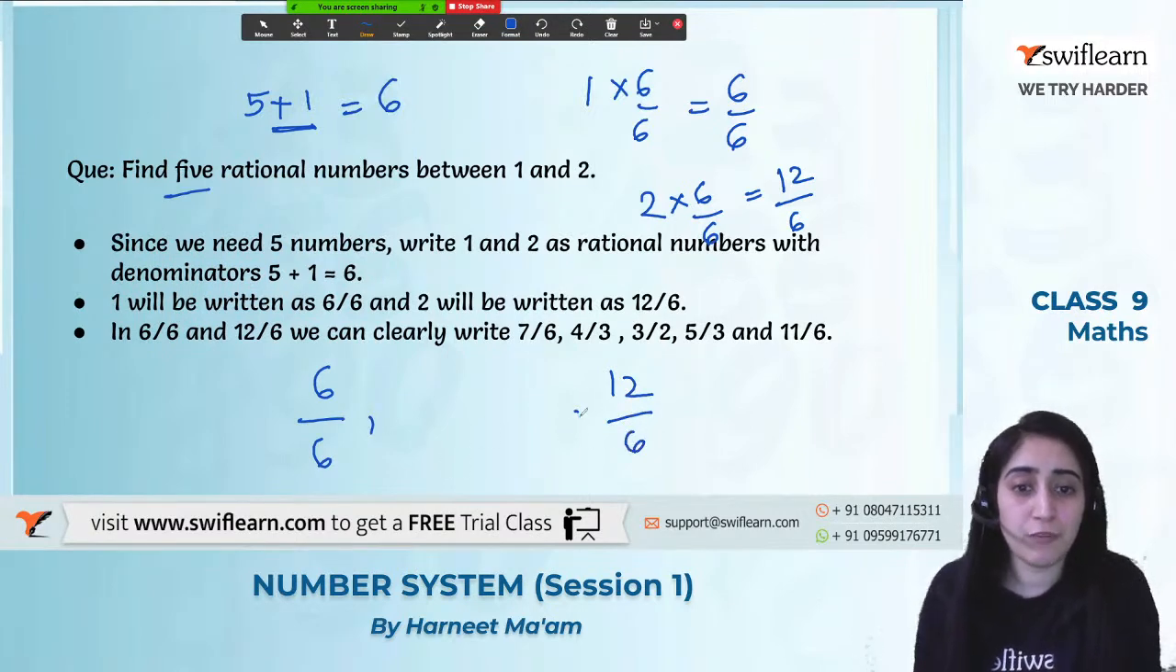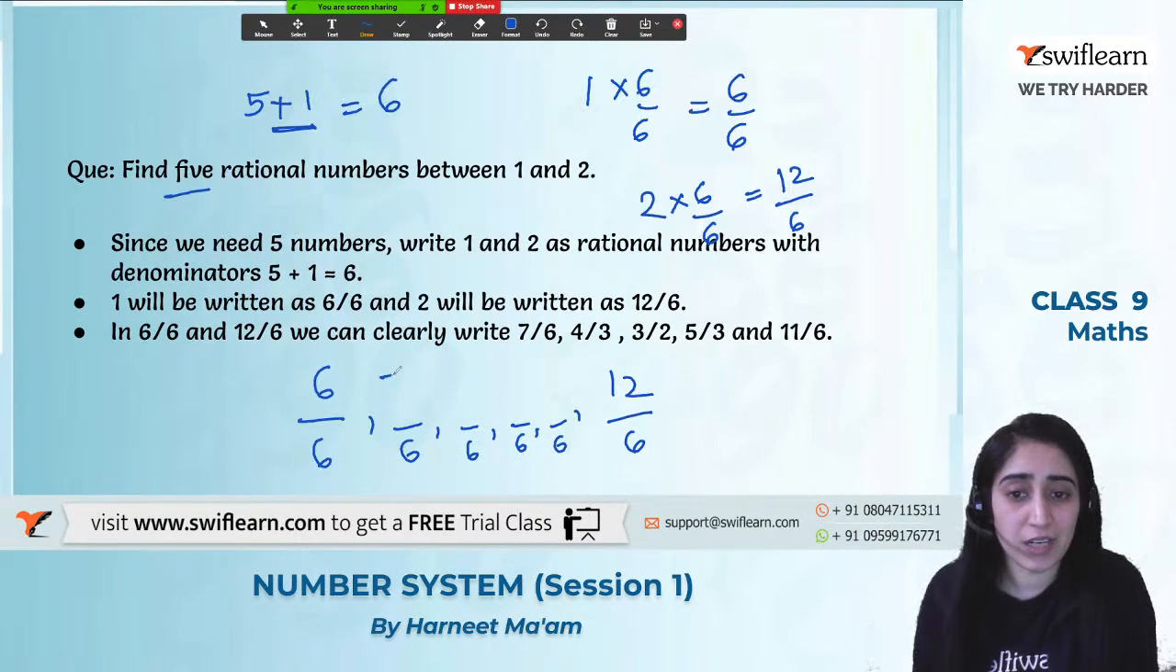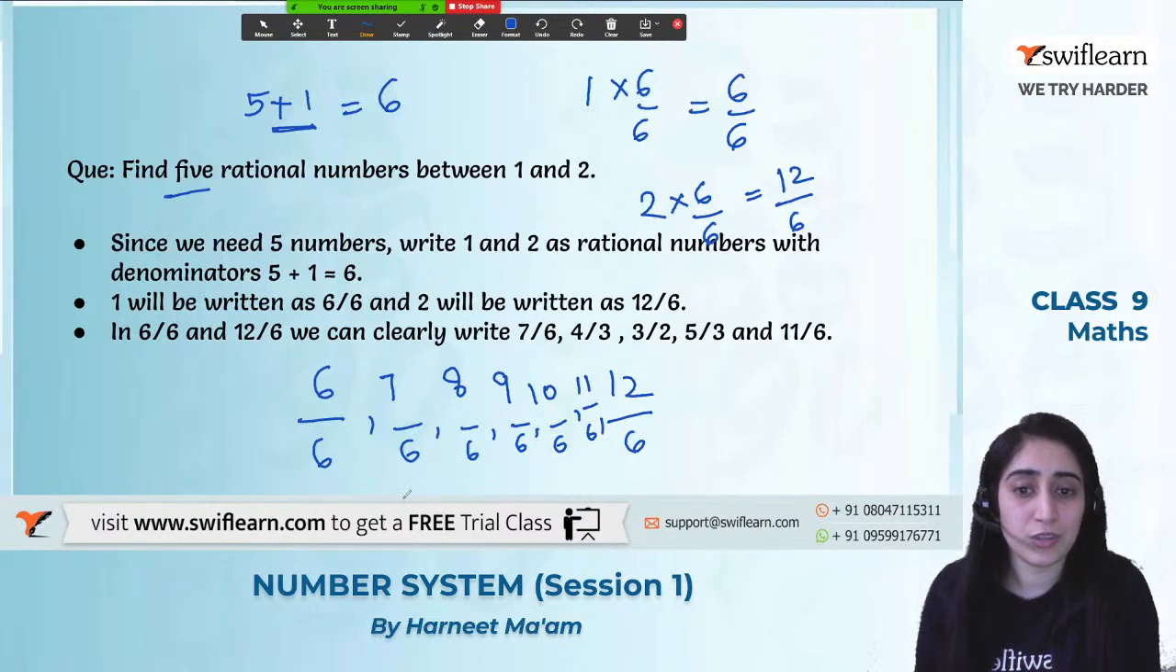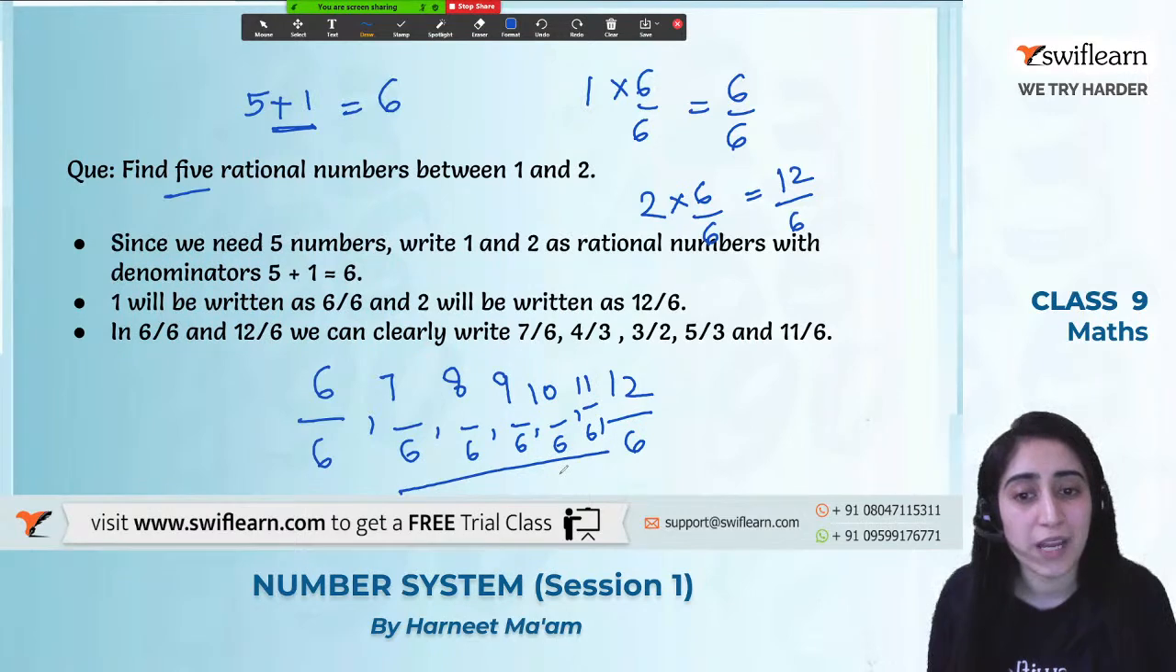So what fractions will come in between? They have to have a denominator 6, so I can make them as I want. Now after 6, what is the next number? 7, then 8, then 9, then 10, then 11 by 6. So these are the 5 fractions I'm easily able to calculate.